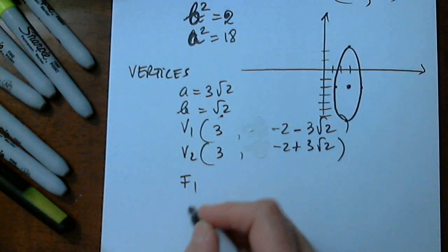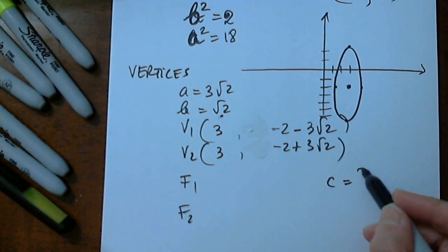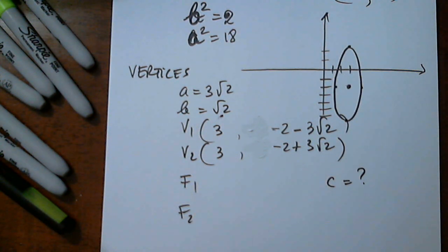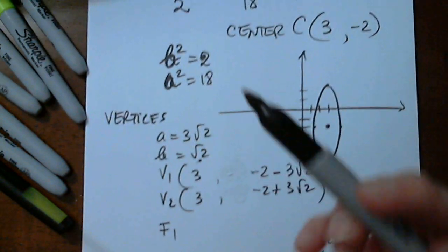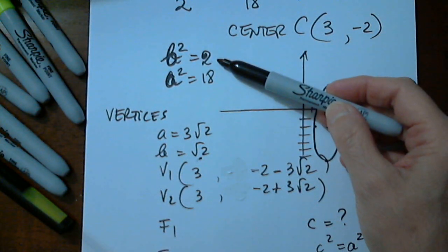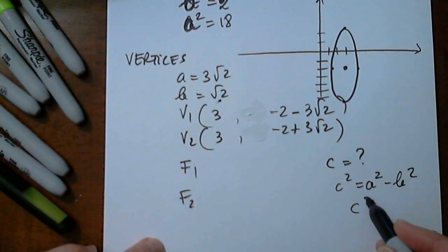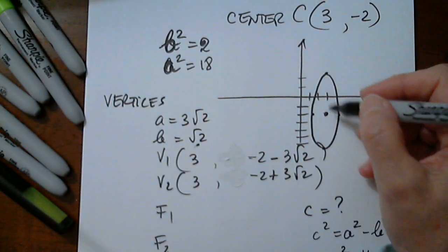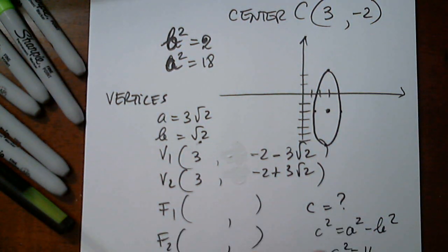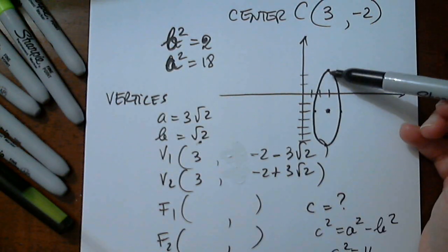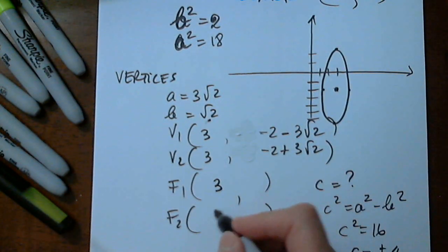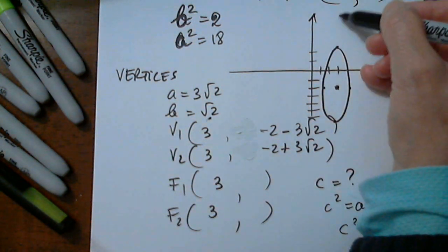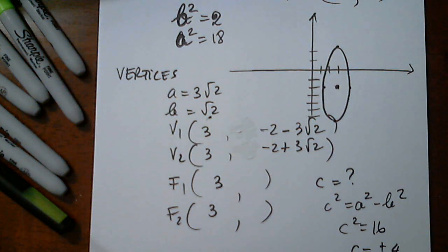Final thing, we have to find F1 and F2, but we have to find c. How do we find c? c squared equals a squared minus b squared. So a squared minus b squared, luckily, is 16. So c squared equals 16, c equals plus or minus 4. So all of them, the center, the vertices, and the foci have to be on the same x, which is 3, because they're on the same line, the major axis.